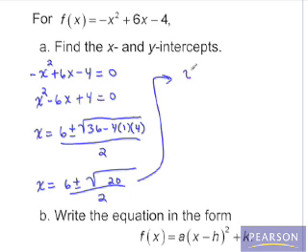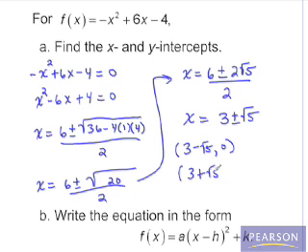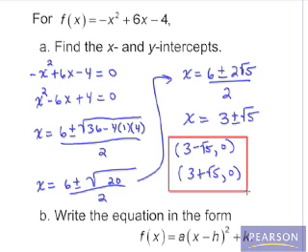And simplifying further, we have x equals 6 plus or minus the square root of 20, which is 2 root 5, and that's all over 2. Then dividing all three terms by 2, we get x equals 3 plus or minus the square root of 5. So there are our two x-intercepts. You could write them as 3 minus the square root of 5, comma 0, and also 3 plus the square root of 5, comma 0. I'll draw a box around those so I can find them later.